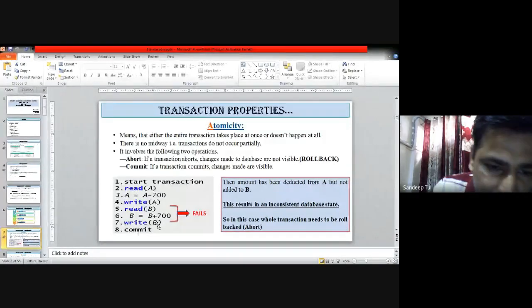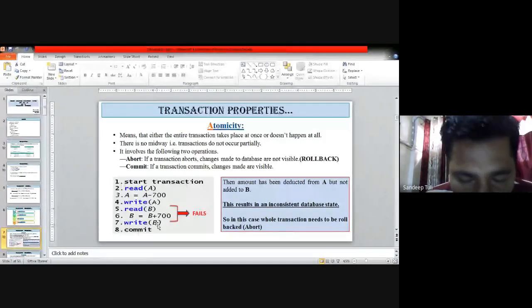Suppose A is 100, sorry, not 100 because it is 700. So suppose A is 1000, let it be simple now. A is 1000, B is 1000. So what will be the value of A and B at the end?